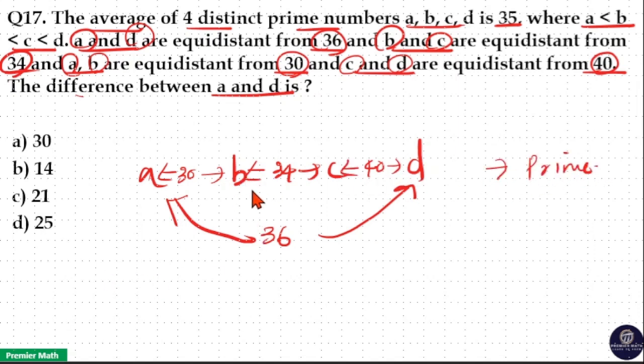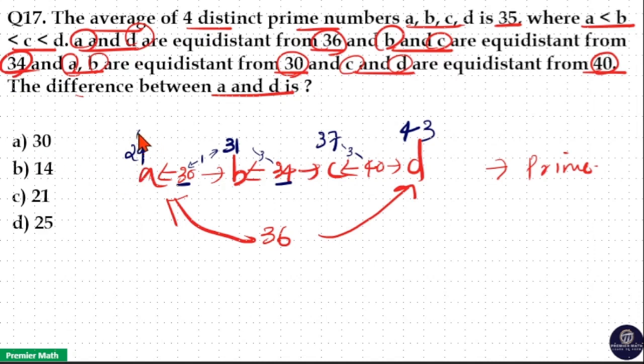Prime numbers means here B is between 30 and 34. The only prime number between 30 and 34 is 31. Now, A and B are equidistant from 30: the difference between 30 and 31 is 1, which means A is 29. Then the difference between 31 and 34 is 3, so C is 34 plus 3, 37. And the difference between 37 and 40 is 3, so in the same way D is equal to 43. So the prime numbers are 29, 31, 37 and 43.